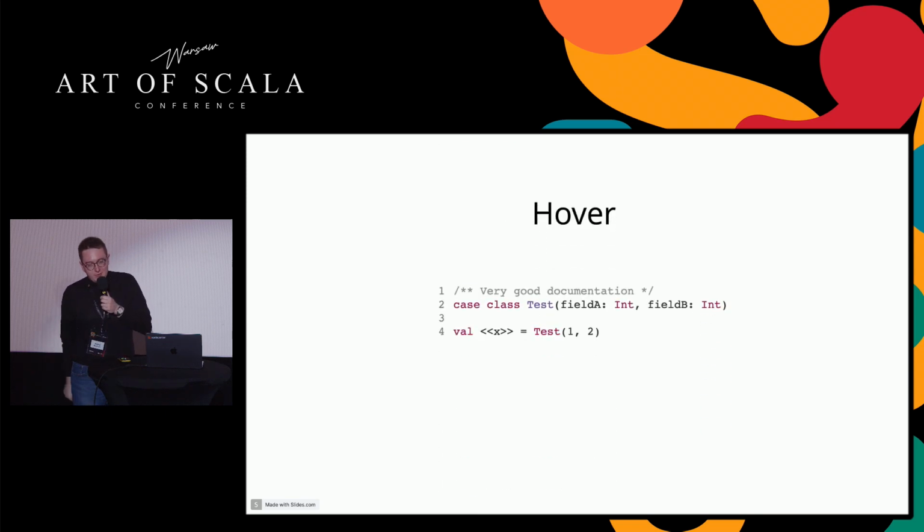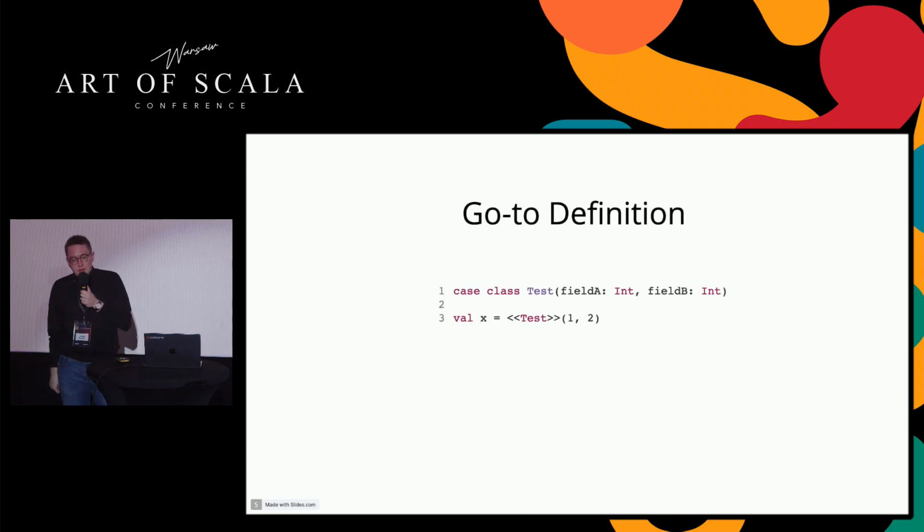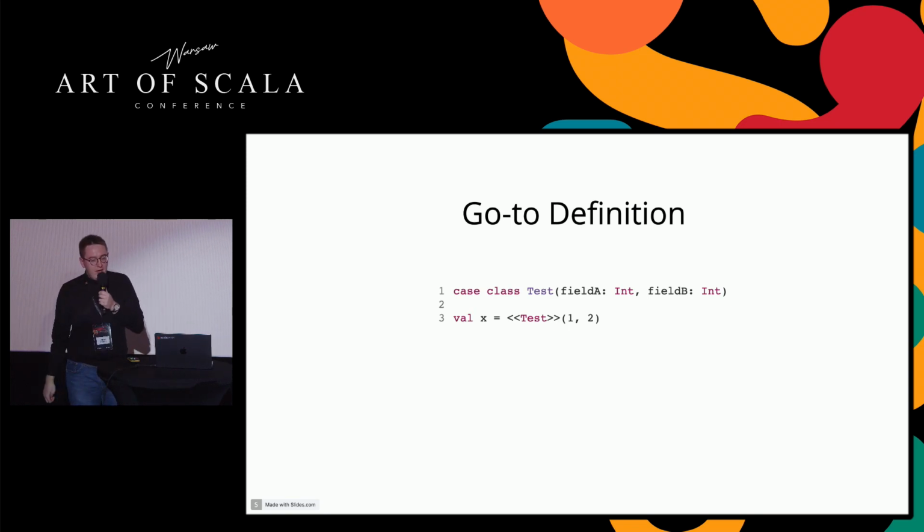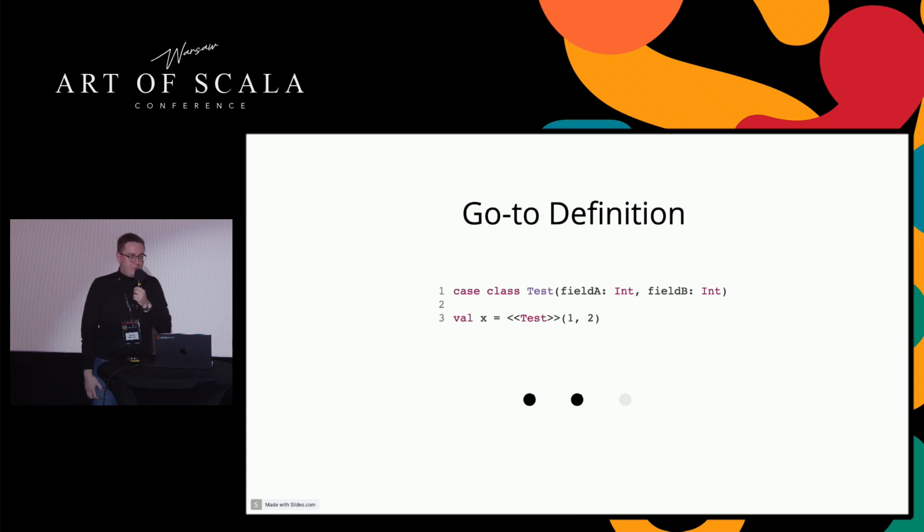Let's go to the next example, hover. It works just the same. We find the position. We are hovering the value x, and it should find the type of x and the documentation, and then display it to you as an end user. Another example, go to definition. Once again, we need to parse the code, type check it, and find the definition of Test. That's it. And the list can go on and on and on. Most features are implemented like that.